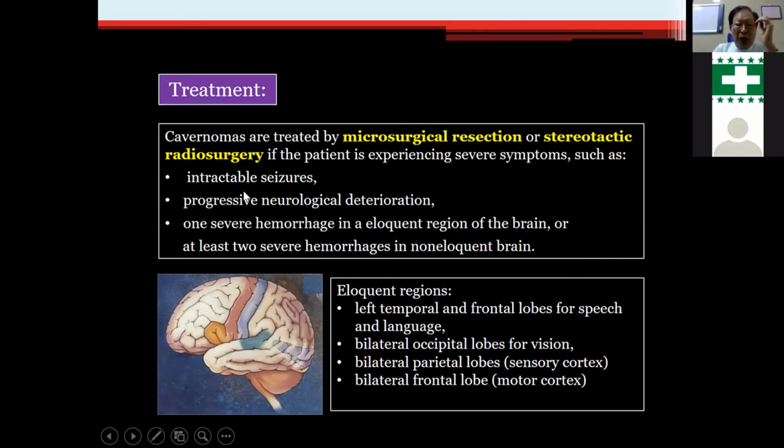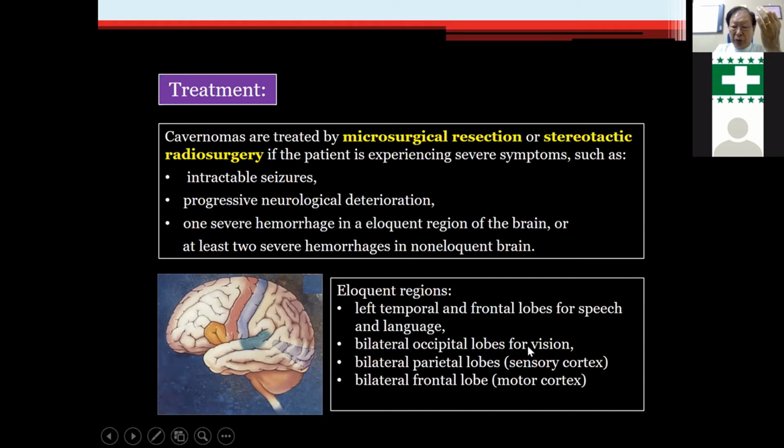It depends on patient symptoms: intractable seizures, or neurological deterioration, and hemorrhage. Especially hemorrhage in an eloquent region of the brain, or hemorrhage in non-eloquent brain. So what are the eloquent regions? They are important regions, for example the speech and language area, if the patient bleeds there, especially the left temporal and left frontal lobe.